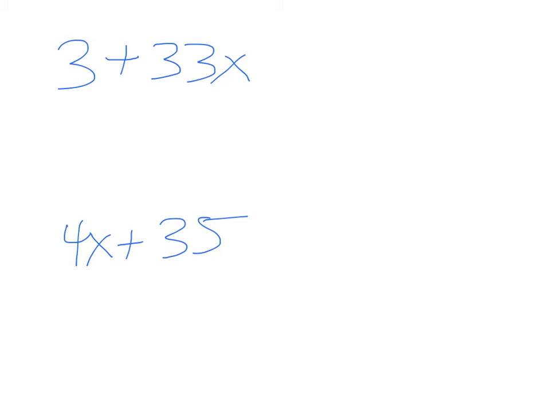Okay, so if you did it right on the first one, you would have taken out a 3. And it would have left you with 1 plus 11x. And yes, you absolutely need to have the 1 there. Even though you think, oh, if I pull out a 3, nothing's left. No. You need to have that 1 because you need that placeholder in the expression. There are 2 terms in that expression. There needs to be 2 terms in that parenthesis.